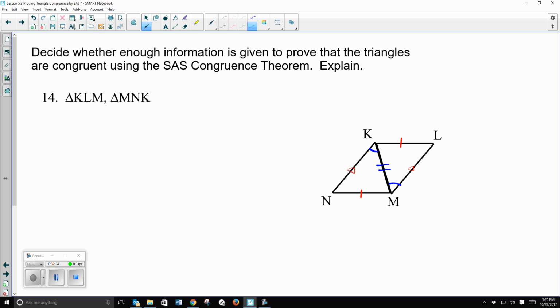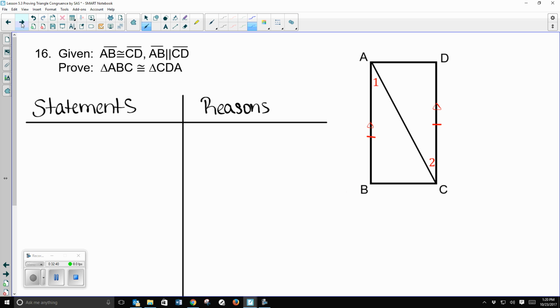We have to save the rest of the time for this next problem. You need to copy all of that down, even if it is in your book. Wait, so 14 is no, we don't know those, right? We don't know if the included angles are congruent.